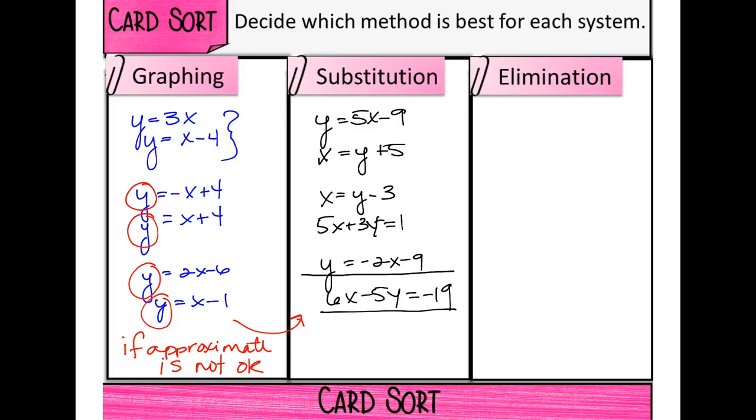Okay, so finally we have the elimination method, and for the elimination method, we're looking for systems where both equations are already in standard form. So here's a good candidate for using elimination, and here's another good candidate.